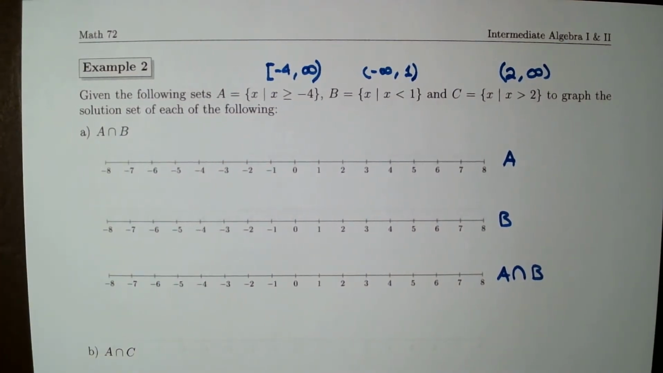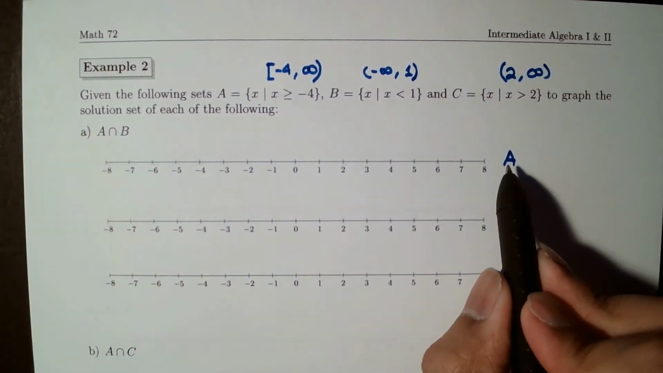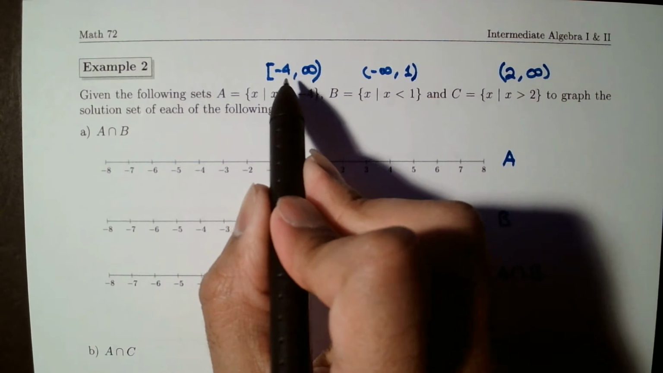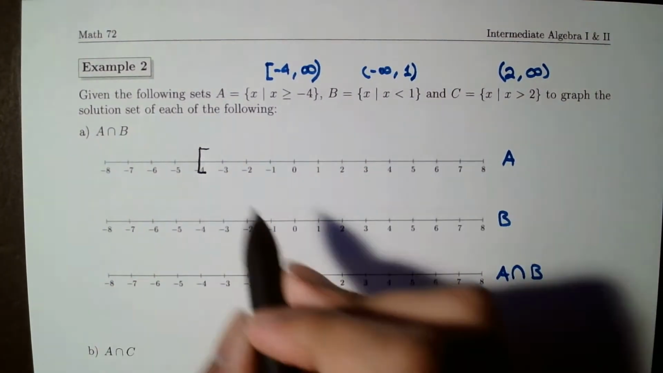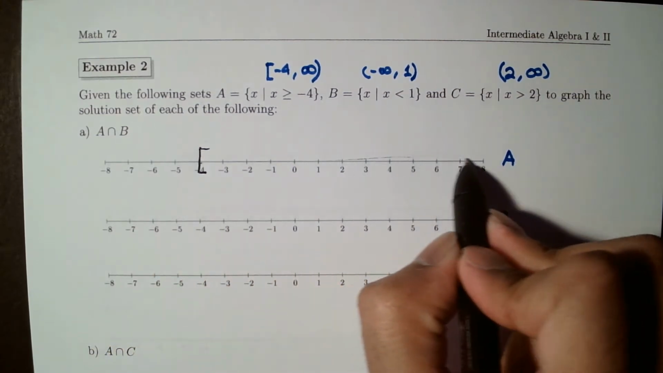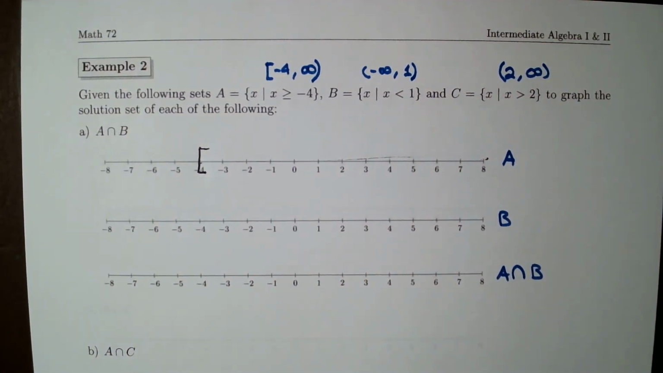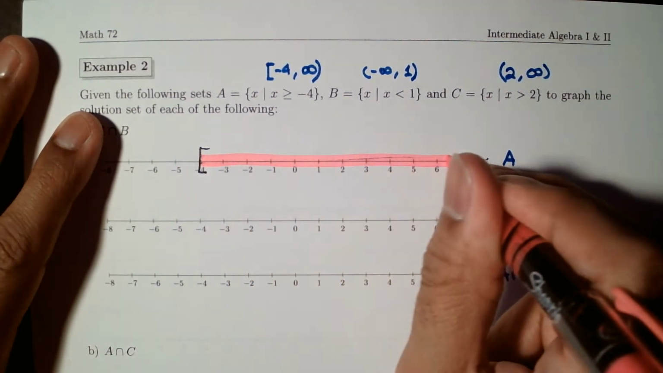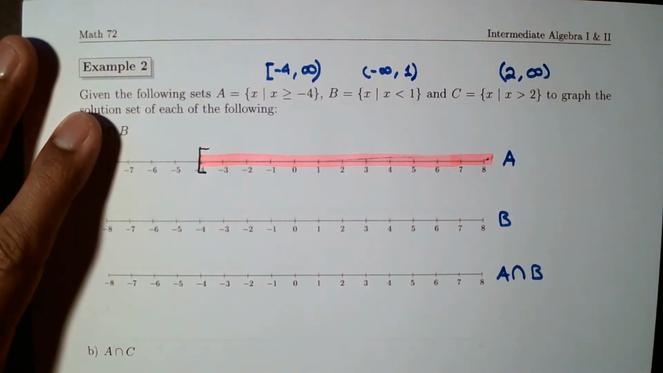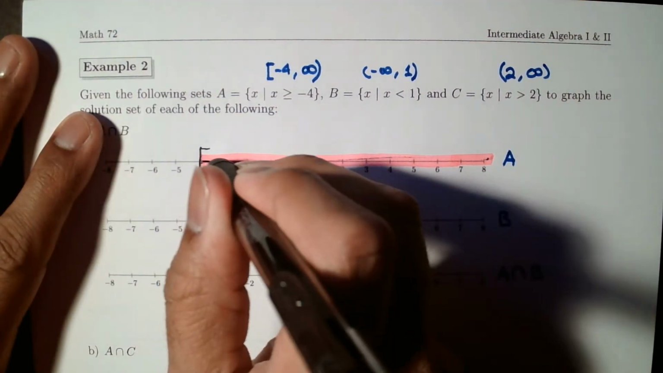So what are we going to do in this case? A, which is all the numbers from -4 to infinity, we're going to go to -4 bracket and all the way to positive infinity. I'm going to highlight this with pink. Use pink to highlight this. This one is going to go all the way to positive infinity.